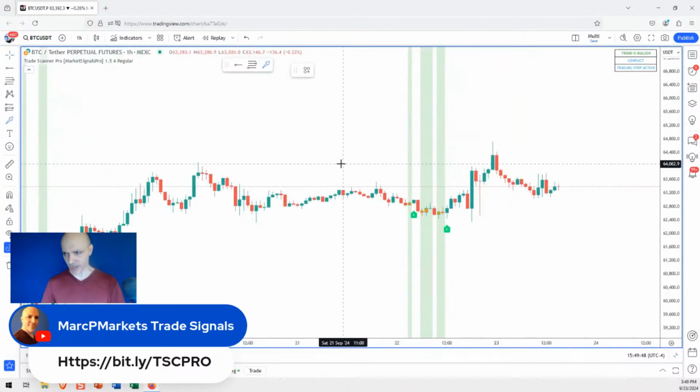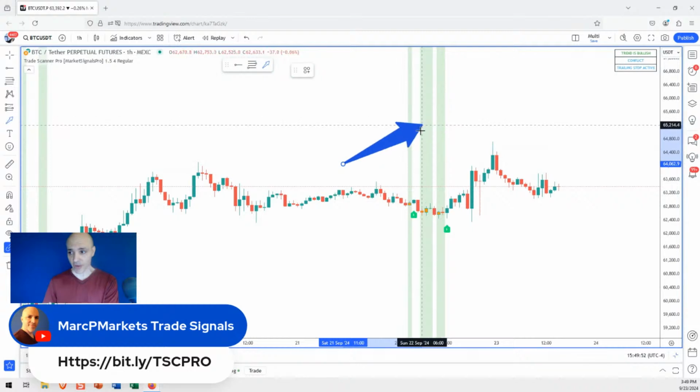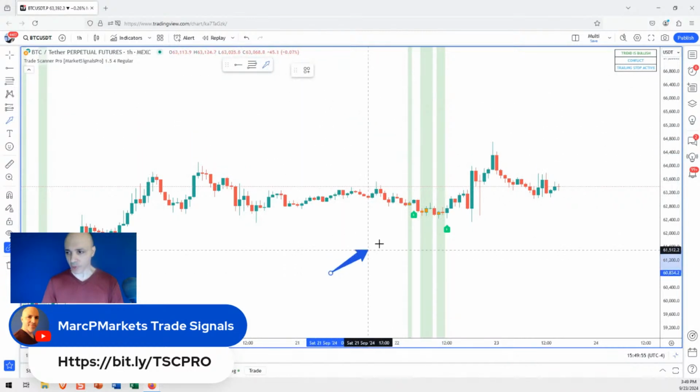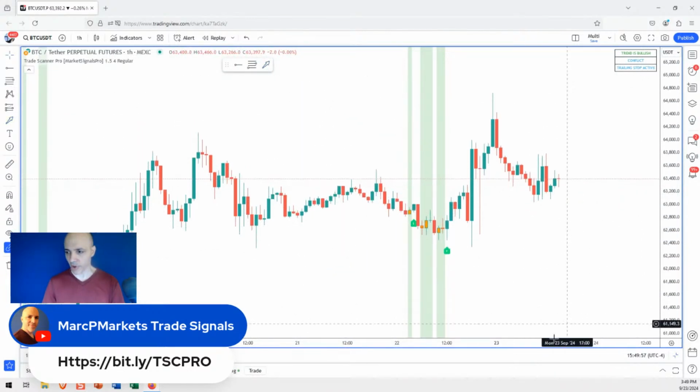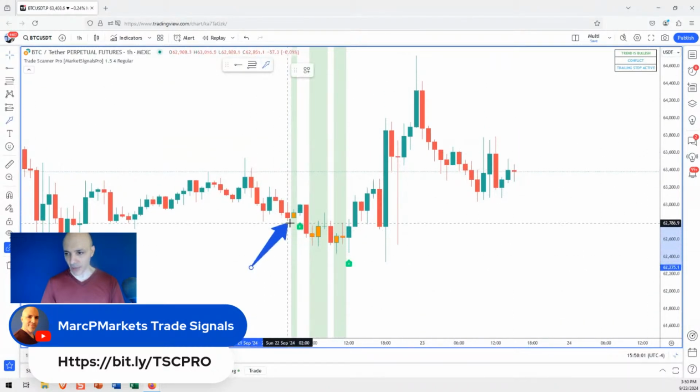So these green columns, which you could turn off, by the way, if they're annoying, I think they're great because what they're highlighting are these little orange candles. The orange candles are your heads up candle. A heads up candle tells you that in the next 3 to 5 candles, a signal is likely to appear. That's why it's called heads up. It doesn't guarantee that the signal will appear, but it prepares you.